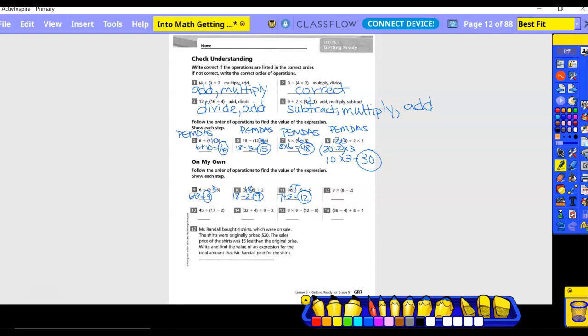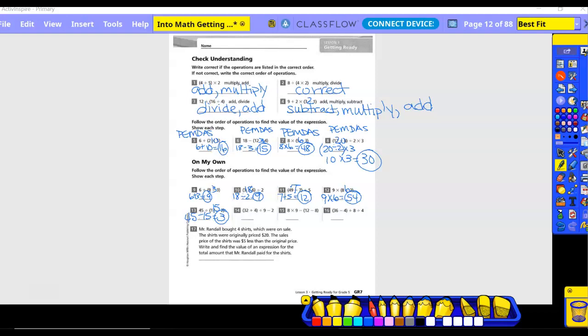Next one, what am I going to do first? 8 minus 2 because it's in parentheses. So I'm going to put 6. 9 times 6 equals 54. So number 13, what am I going to do first? 17 minus 2, which is 15, right, guys? Yeah. So 45 divided by 15 equals what? 3.